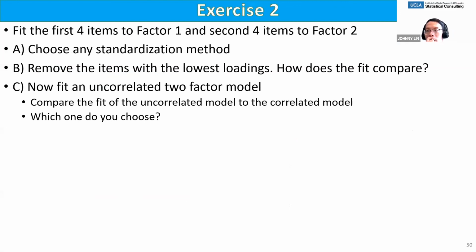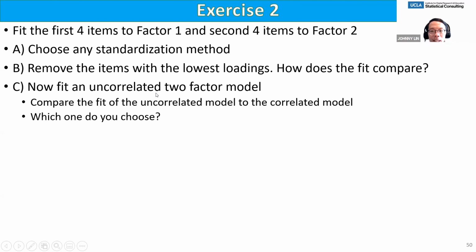Okay, second exercise. Like someone said, let's fit the first 4 items to factor 1 and the second 4 items to factor 2. Choose any standardization method. You can do all 3 like we did. And then I want you to remove the item with the lowest loading. How about remove the item with the lowest loading in each factor? That's what I meant. So not all the items, but the lowest loading in each factor. Now compare the fit of that to the first model you fit.